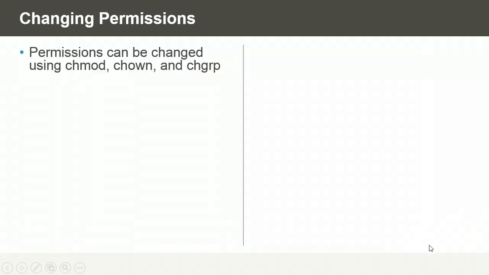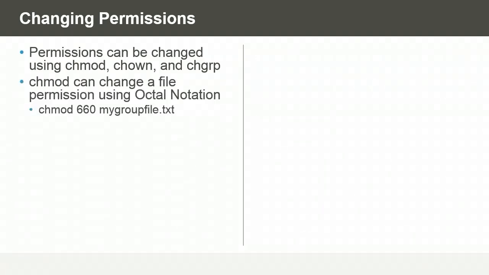Permissions can be changed using a number of different commands, including change mode. We can also use change owner or change group to change the owner or the group of the file, which gives people or groups permissions. Change mode can set file permissions using octal notation.